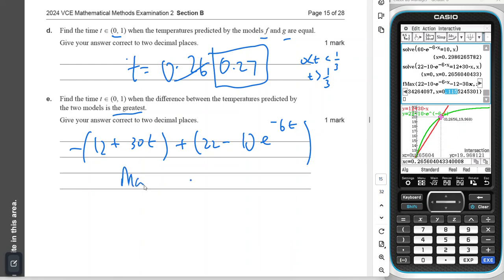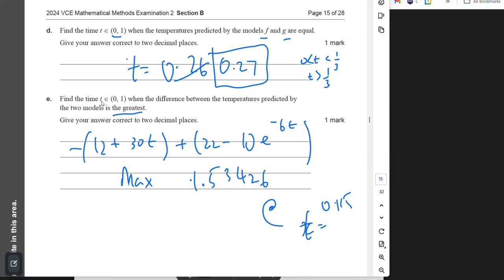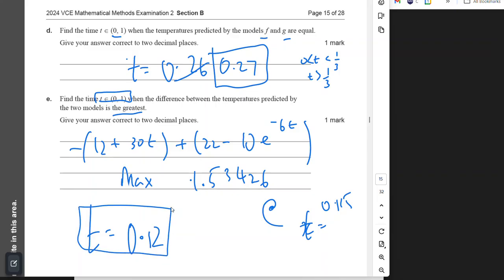So maximum 1.53426 at x equals, or t equals, 0.115. And the question said find the time, so t equals 0.11512 will be the time. So that's A3.